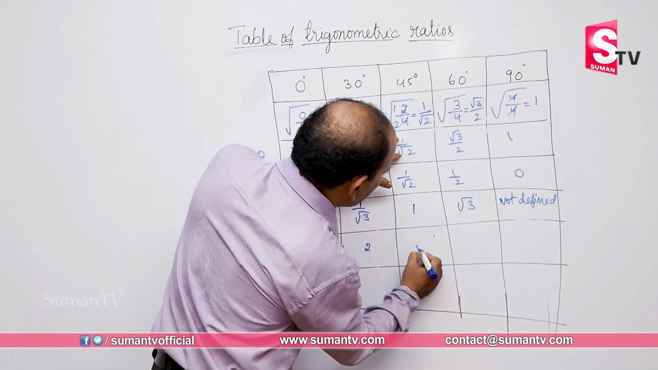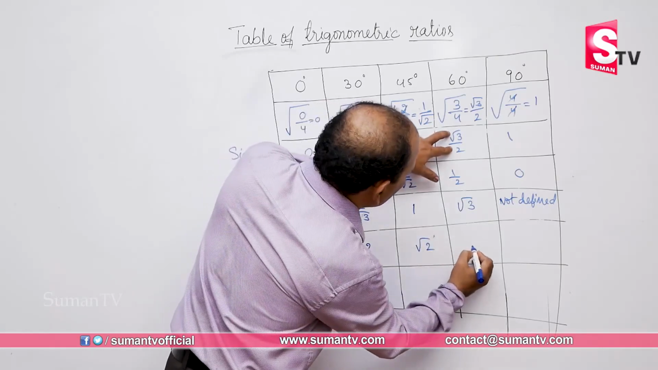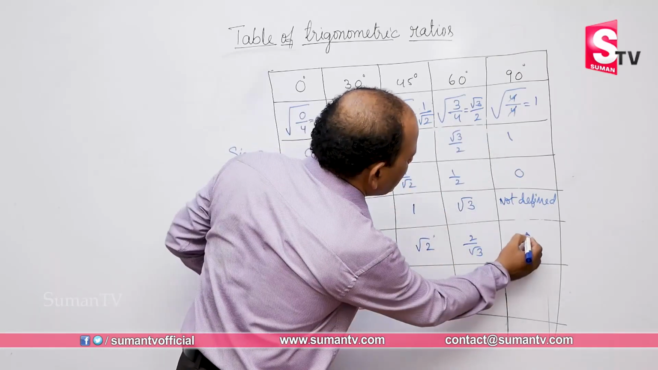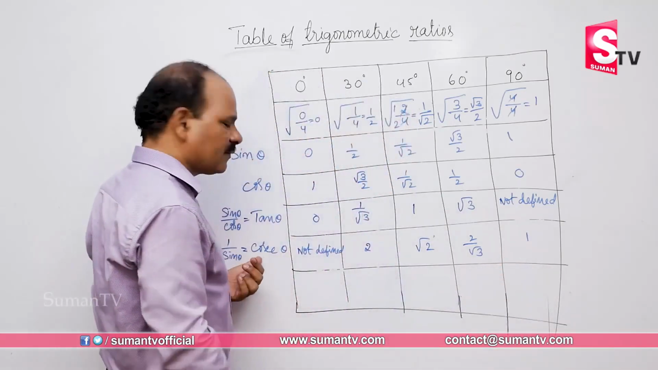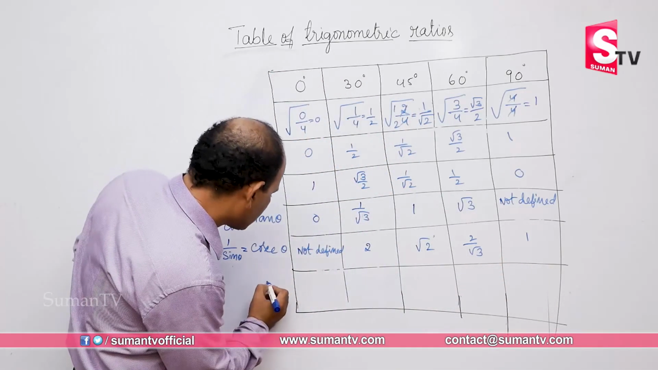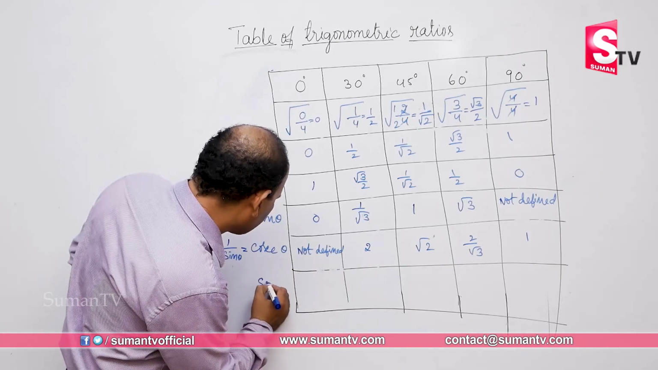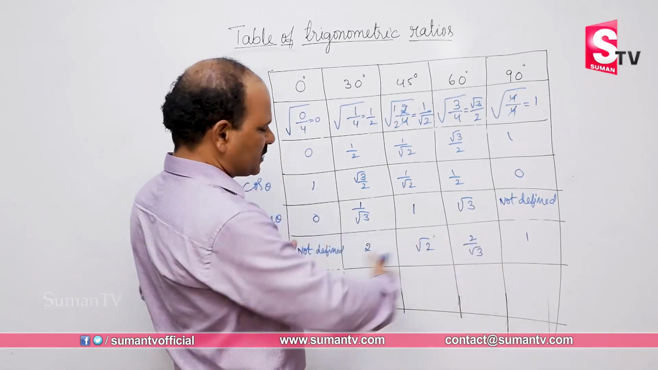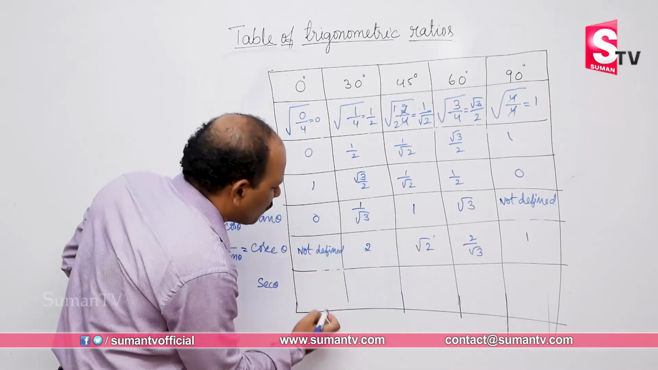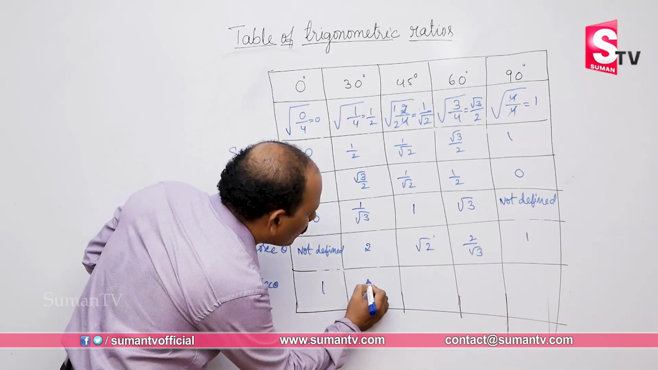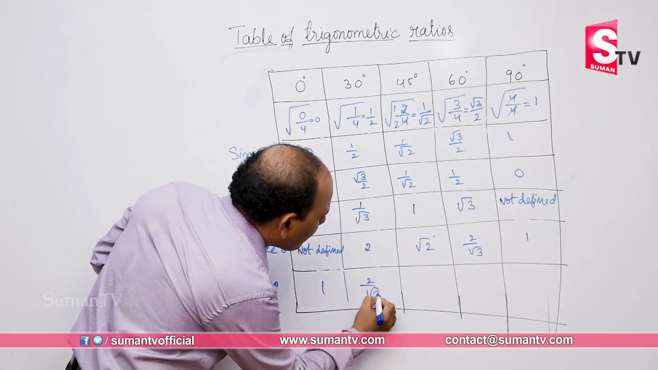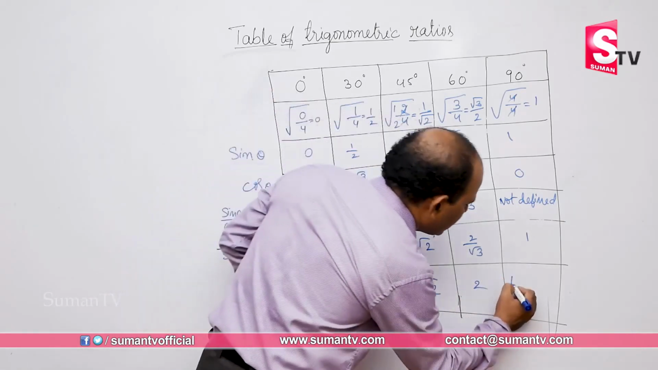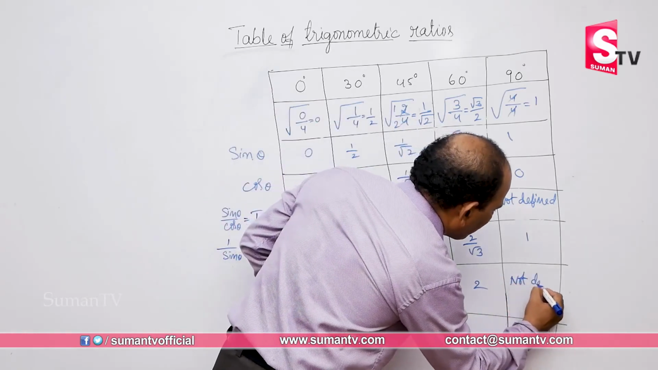1 by root 2, that is root 2. Root 3 by 2, that is 2 by root 3. 1 by 1, that is 1. Now you got the values of cosecant theta. Next, secant theta. Write all the values of cosecant theta in the reverse order. In this way: 1, 2 by root 3, root 2, 2, and not defined.